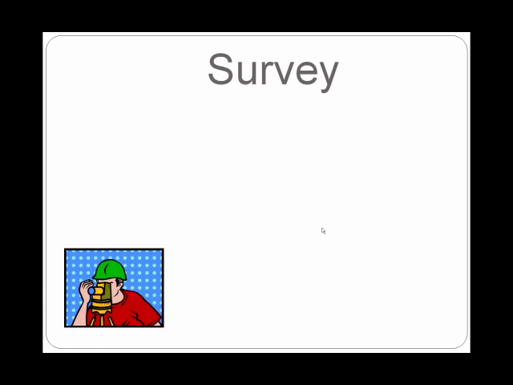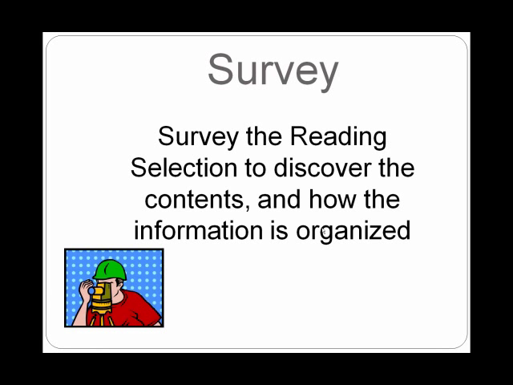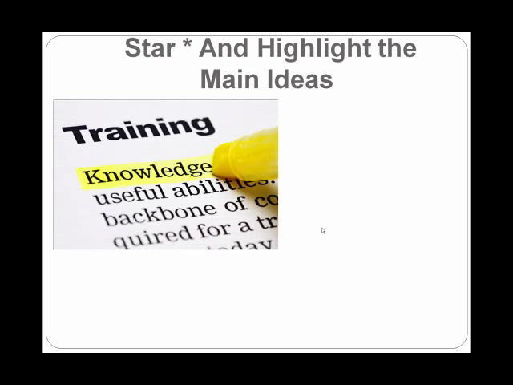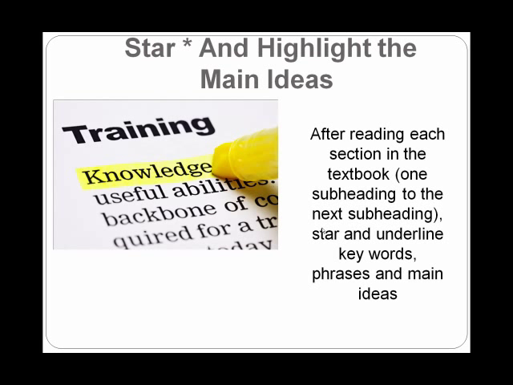Survey. Survey the reading selection to discover the contents and how the information is organized. Star and highlight the main ideas. After reading each section in the textbook, from one subheading to the next subheading, star and underline key words, phrases, and main ideas.